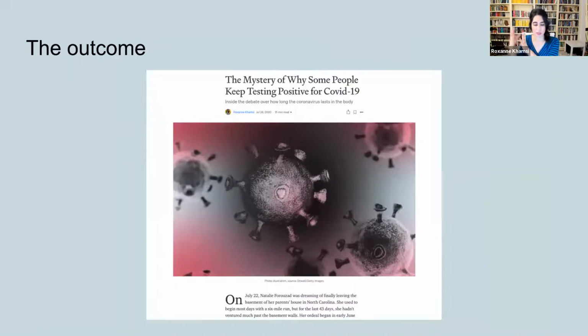And then I wrote this story that came from that, which appeared in Elemental. Obviously I spoke to a bunch of scientists. I also had Natalie's story in here, and it helped frame it in a way that made it not just about papers, but about one person's struggle. For her, it meant that not only was she testing positive, but she was living in the basement because her parents wanted a separation until she didn't test positive anymore. That was an important element that I think the science wouldn't have really brought to life.